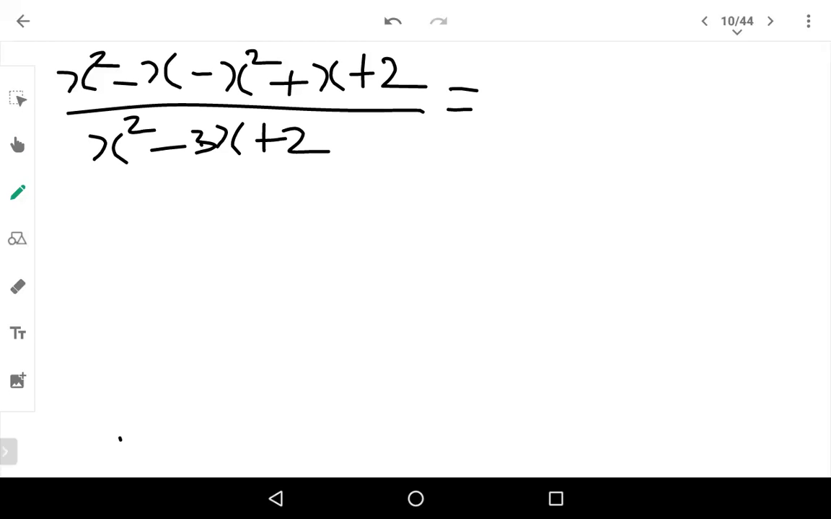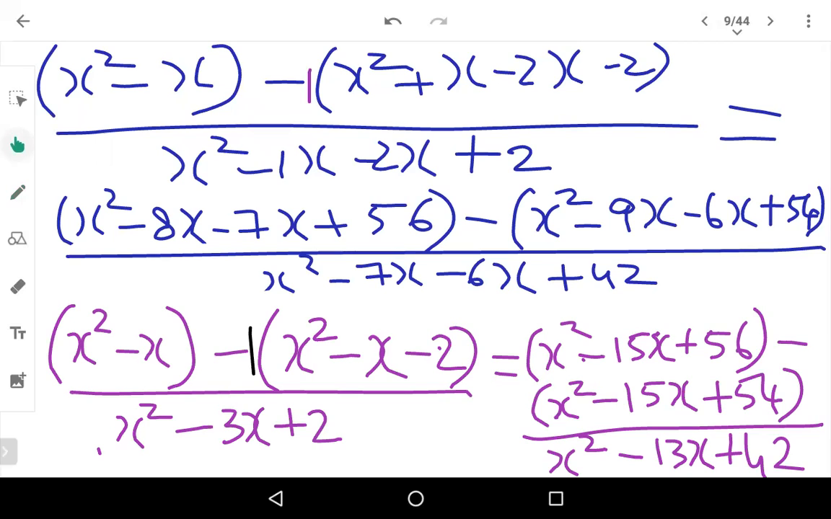Now, coming to the right hand side of the expression, x square minus 15x plus 56 will remain as it is. Then minus, again you have a bracket. If there is no number, I can assume it to be 1. So minus 1 into x square is minus x square. Minus 1 into minus 15x, minus into minus is plus, so I'll have plus 15x and I'll have minus 54. So that will be my numerator and the denominator will remain as it is.